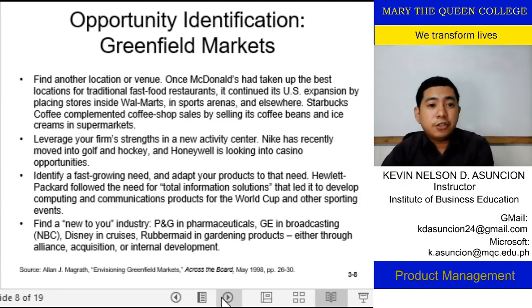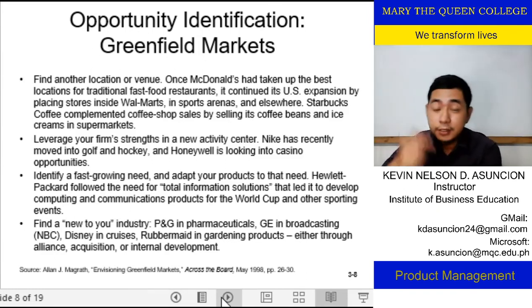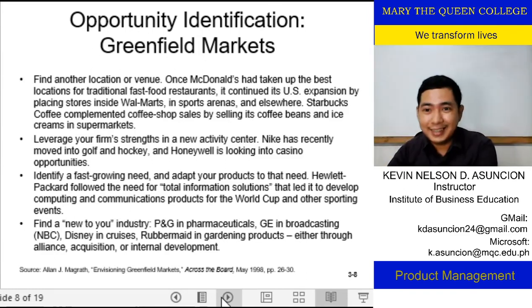No? Leverage your firm's strengths in a new activity center. Nike has recently moved into golf and hockey, and Honeywell. So ito naman is the new product development and new market development then, because they have new markets and they create new products out of that new market with the same technical resources. No? So nagbabago lang ng mga design. No? So meron ng ibang segment, and that's how big Nike is.